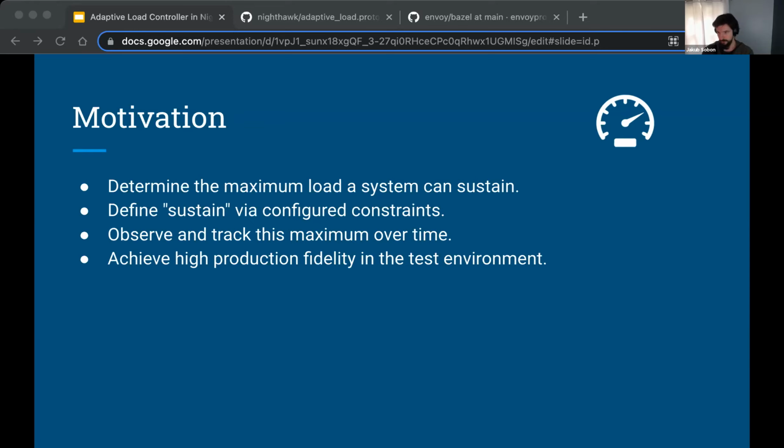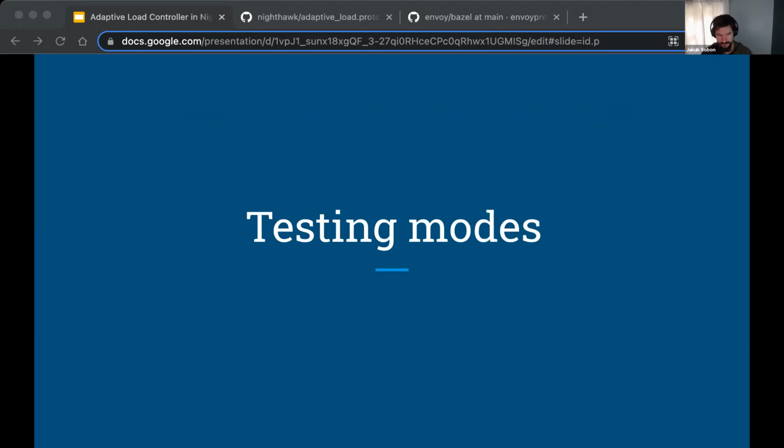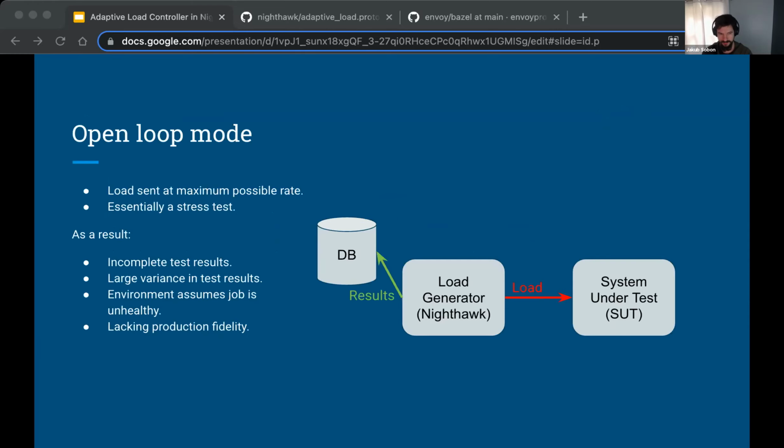So those are our goals. And in the next few slides, I will talk about the basic testing modes that we have within Nighthawk. And we will start with the most basic one. Now, we will use this simple diagram quite a lot.